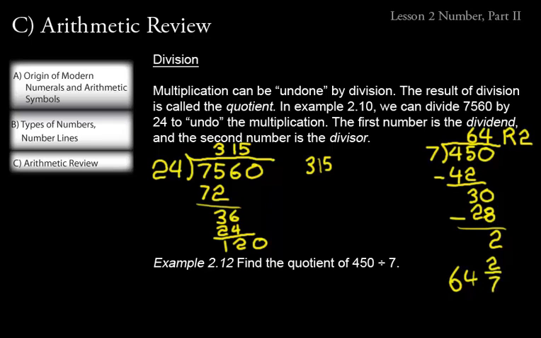And we could check our work on that too. We just do 64 times 7, add the remainder of 2 back to that. We should come up with 450.